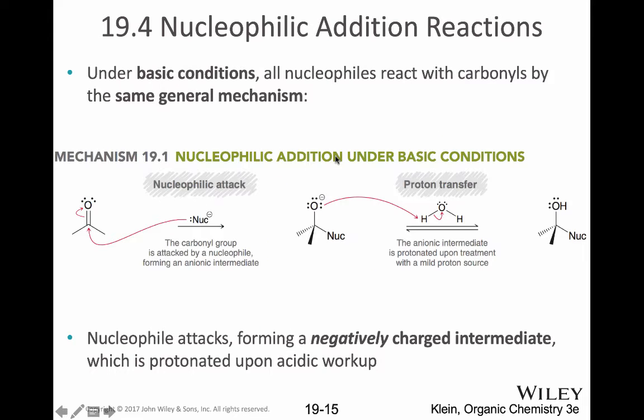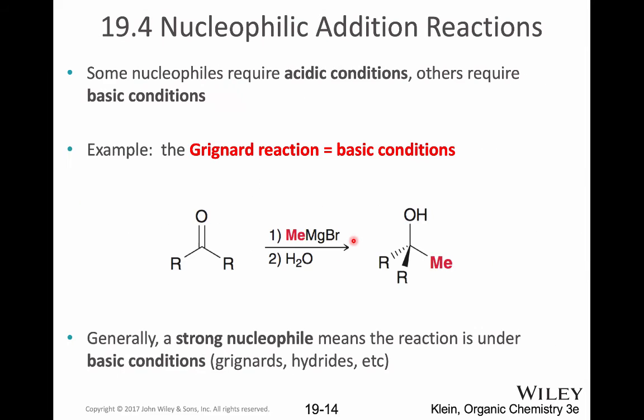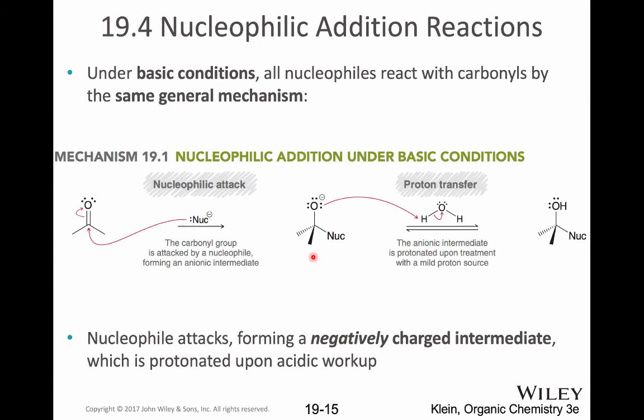The general mechanism for this addition under basic conditions is shown here. So again, what happens here is you have the ketone or the aldehyde. This carbon's electrophilic. So there's a nucleophilic attack of the strong nucleophile onto the electrophilic carbon. That makes the alkoxide, and this is where the reaction kind of stops here. So if you go back to this previous slide, notice that there's two steps. There's the nucleophilic addition of the strong nucleophile, followed by a proton transfer.